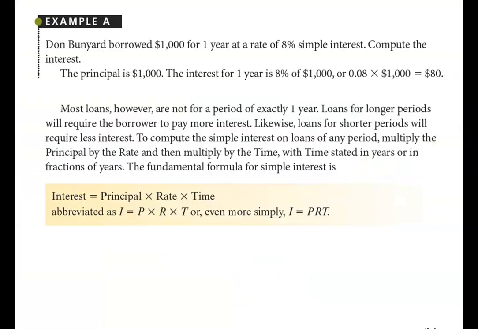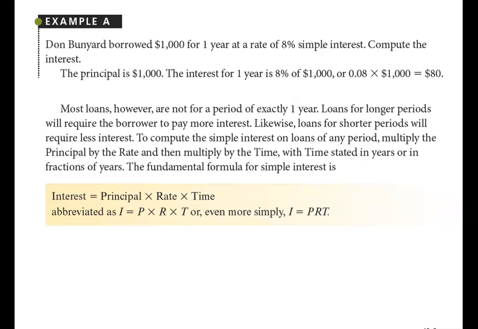So here we have Don, who borrowed, let's say, $1,000 for 1 year at a rate of 8% simple interest. To compute the amount of interest he's going to have to pay back, in addition to his original loan amount, we need 3 things. We first need the principal amount, which is simply the amount of the loan. In this case, it's $1,000. Another thing you'll need is the rate, the interest rate that's given. Here it's 8%. And then finally, time is the length of the loan. In this case, that's 1 year.